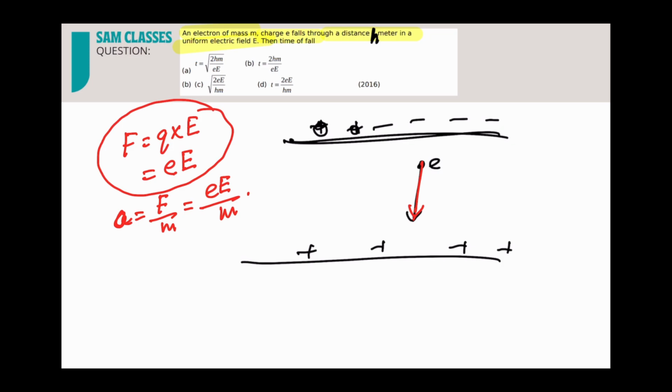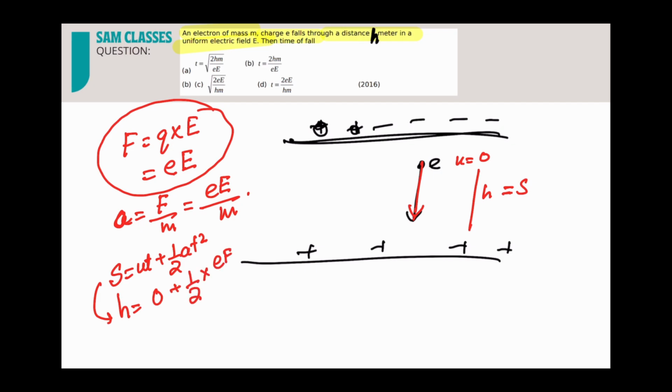We got it here. Now initially when it started, it has zero velocity. Finally, let's say it covers a height h, so that is equal to S. Now we remember the equations of accelerated motion. S is equal to ut plus half at square. You all remember this, we did it in class 9th. S is nothing but h, the distance it fell. Initial velocity was 0, so ut is gone, plus half into a, that is eE by m, into t square. Now what you can do is send the m and the 2 across, so t square is equal to 2hm by eE. What is t then?